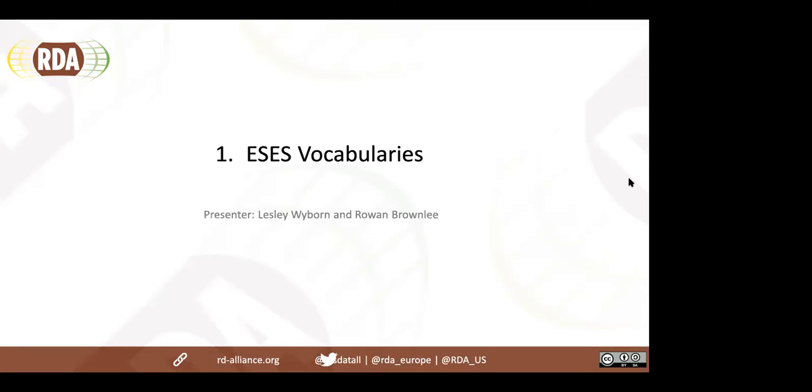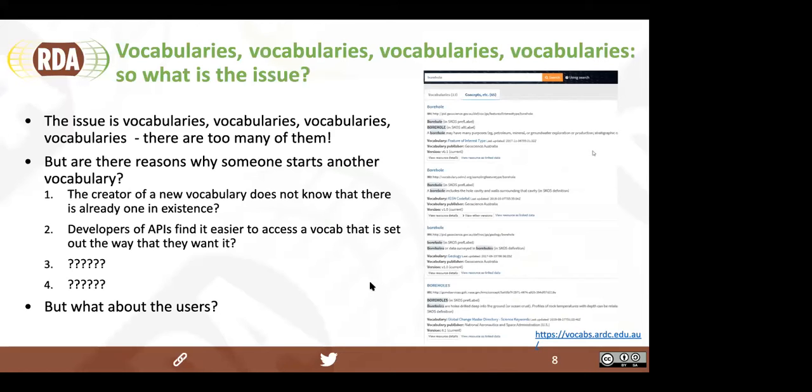Okay, so I'm going to present this vocabulary one with Rowan Brownlee, my colleague from the Australian Research Data Commons. So vocabularies, vocabularies, vocabularies. What is the issue? The issue is there are too many of them. And it's starting to become quite pronounced, particularly from a user perspective. But there are many reasons why someone starts another vocabulary, and there are reasons to have multiple.